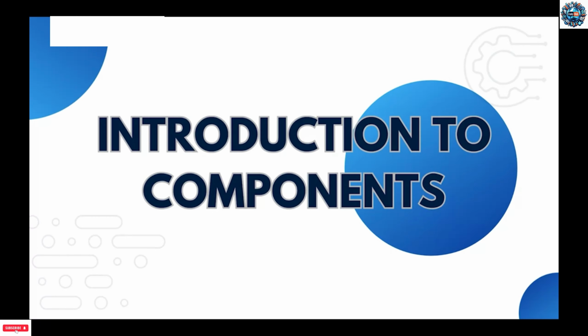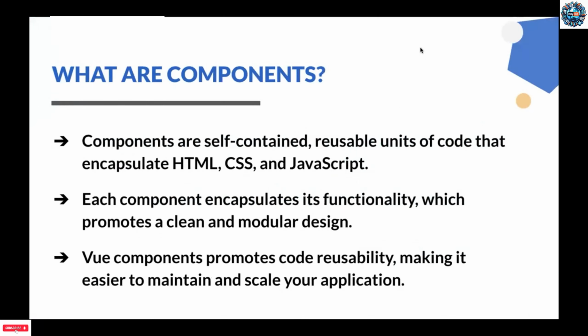Now in today's video, we'll be looking into what components are in Vue.js and how we can divide our app into different components. Before dividing our app into components, let's look into what components are. Components are self-contained, reusable units of code that encapsulate HTML, CSS, and JavaScript. It means they help you structure your application into smaller and manageable code.